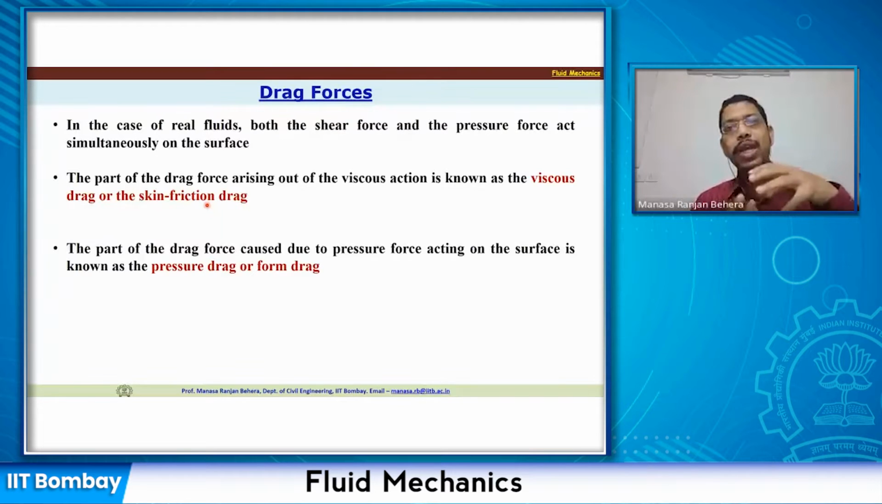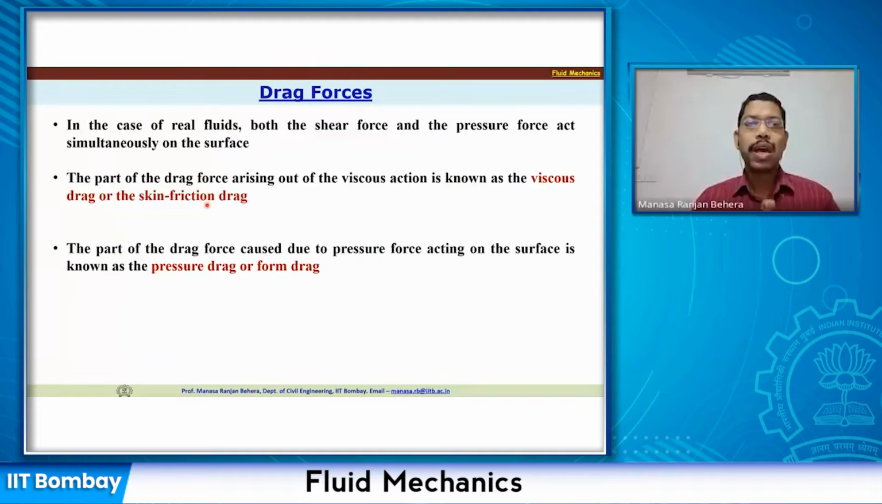So there could be a difference in the pressure, and that difference in the pressure is going to create some resistance to the motion, and that resistance or the drag is known as pressure drag or form drag. Why is it form drag? Because depending on the form of the body, the shape of the body, the drag or the pressure distribution could vary, and that pressure distribution is going to create the drag. So we call it form drag.